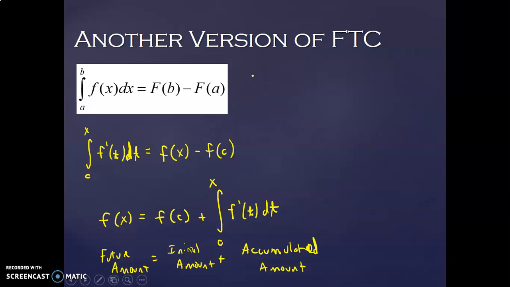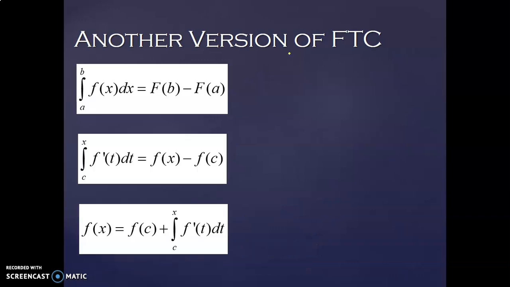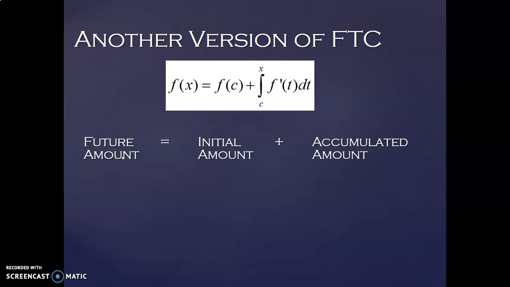The rest of this video just has this all typed up so you can make sure you have it easily readable in case my handwriting isn't that good. So again, if you want to know a future amount, you take the initial amount and you add the accumulated amount. And the accumulated amount is just the integral of the rate.